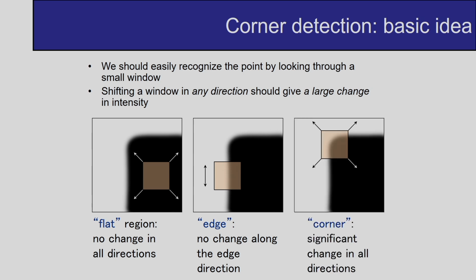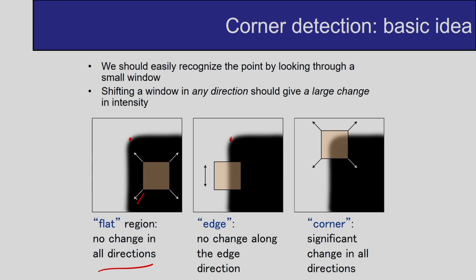Here I am considering one window. This window I can move in any direction, and in this case it is the shifting window, and I am finding the change in intensity. In this image, you can see this is the corner position. If I move the window in any direction within the flat region, there is no change in intensity in all the directions.